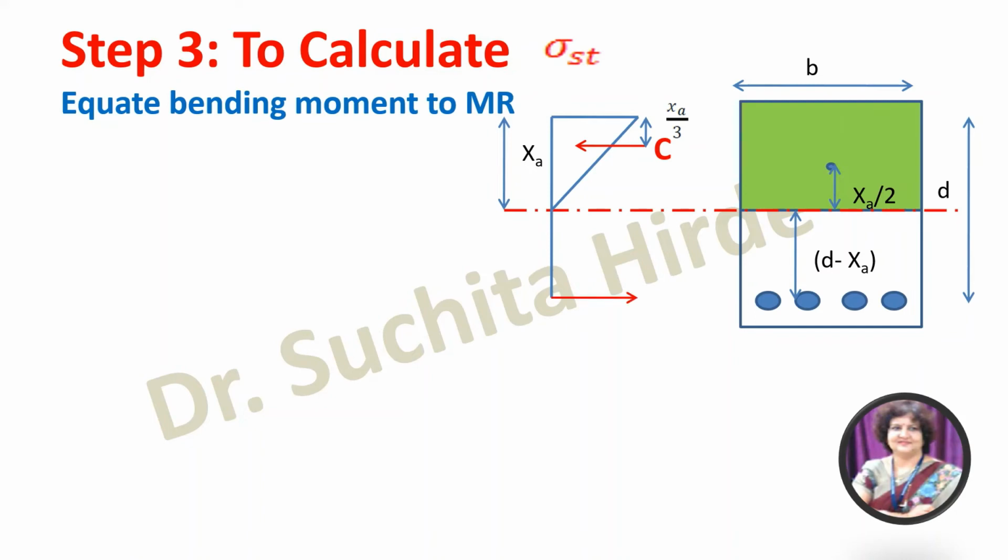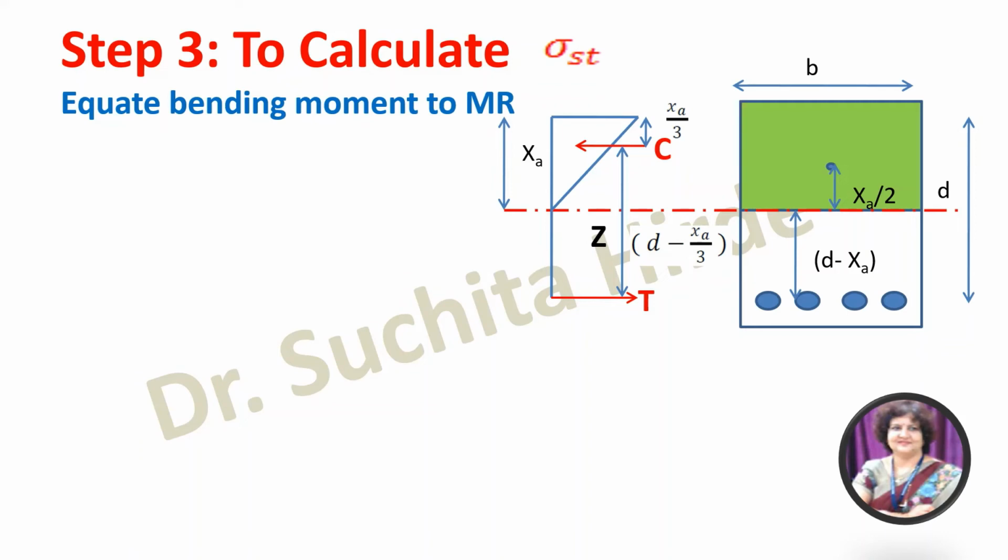Then stress in steel will develop at the level of steel only. It will not be a triangular variation, because here the steel is concentrated at one level only. So tension is developed here at the level of steel. Now the distance between this total compression and total tension is called lever arm. So this is the distance and it is denoted by Z. Lever arm is denoted by Z. How much is Z? Total distance is D, so it is D minus XA by 3. So lever arm is D minus XA by 3.